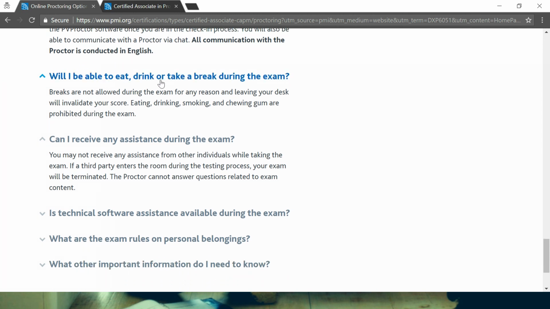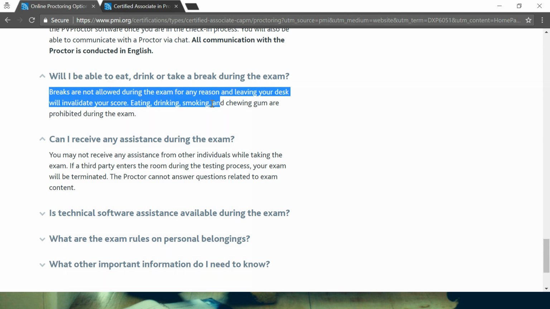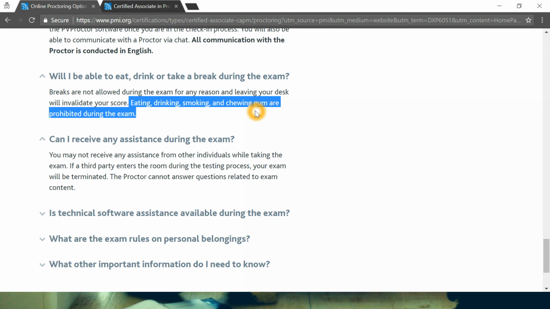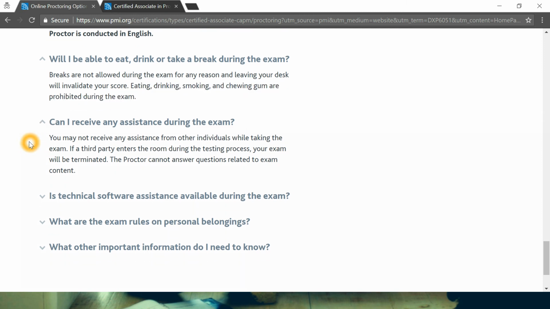Will I be able to eat, drink, or take a break during the exam? So this is interesting. If you're taking the exam from an exam center, you can definitely walk out and take a break, although the time for your exam will keep running, right? If you're taking a 10 minutes break, you're taking that in the duration of your exam as well. But if you're taking the exam from home or office, breaks are not allowed for any reason, and leaving your desk will invalidate your score, right? So this is something to consider. Eating, drinking, smoking, and chewing gum are also prohibited during the exam. So this is something to consider.